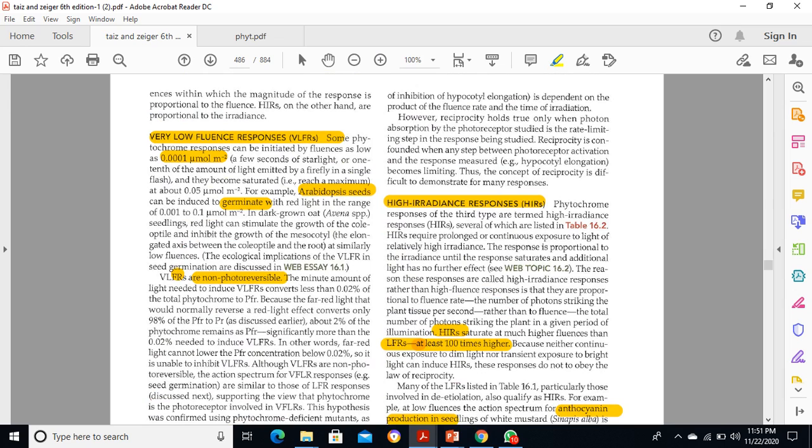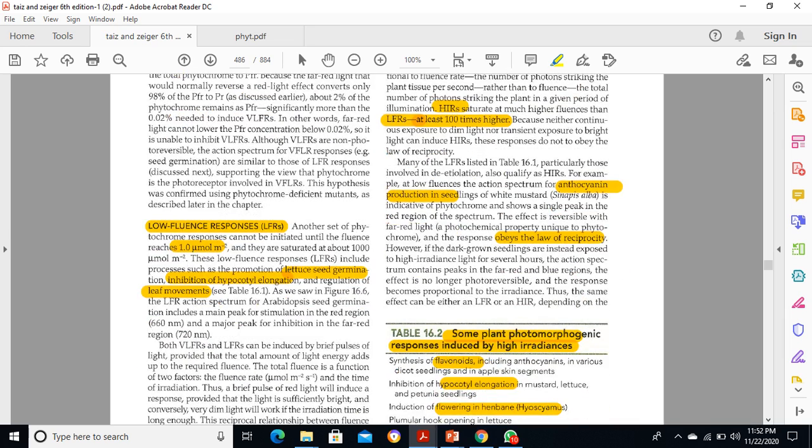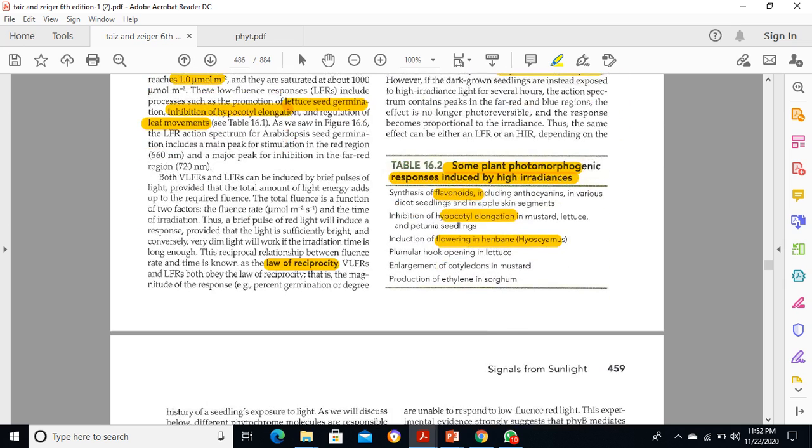Next is high irradiance response. High irradiance response is a response initiated by high irradiance, that is 100 times more irradiance than LFR and VLFR. Examples are flavonoid synthesis, secondary metabolite anthocyanin. So they need high irradiance. These are some plant photomorphogenic responses induced by high irradiance: synthesis of flavonoid, inhibition of hypocotyl elongation, induction of flowering, then enlargement of cotyledon in mustard.